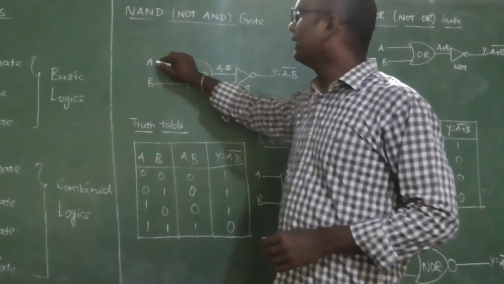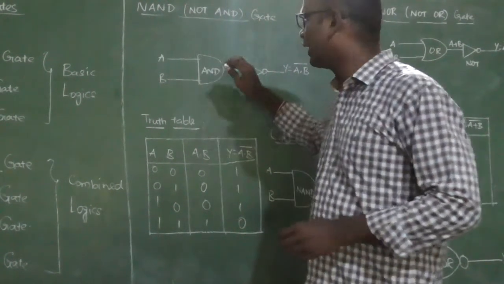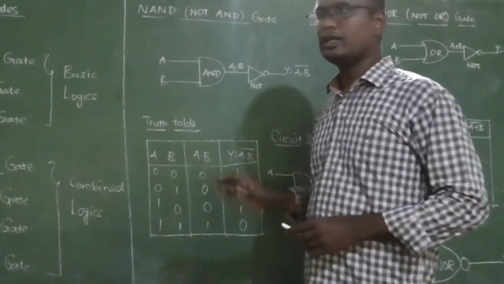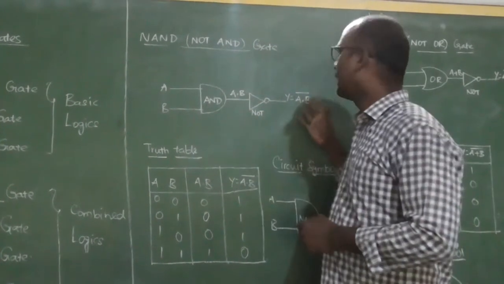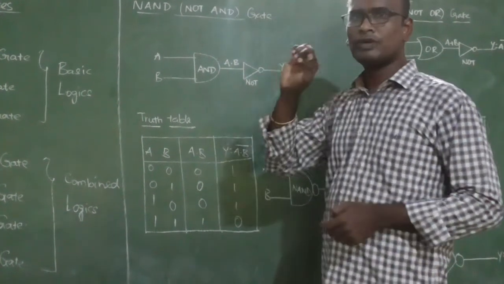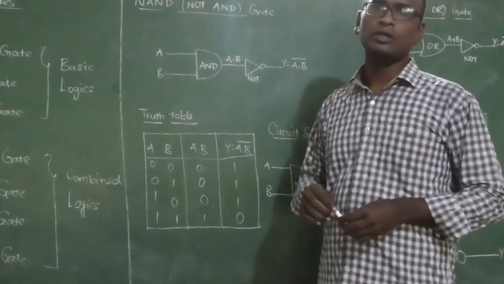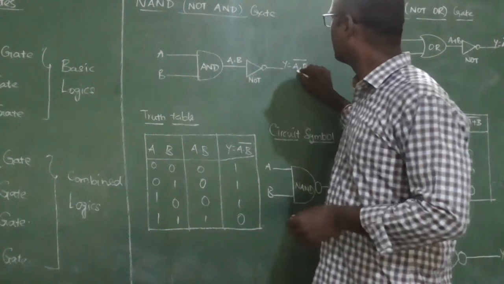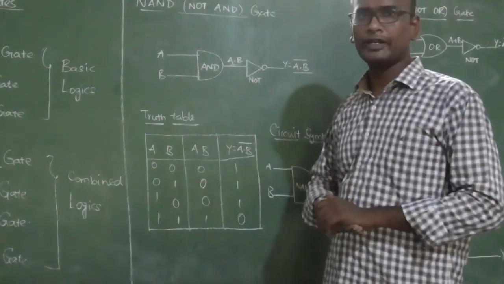First of all, we apply the inputs to an AND gate to produce the AND gate result A dot B. After that, A dot B is given to a NOT gate to produce the NAND gate result. NAND gate means the result of the AND gate is followed by an inversion provided by a NOT gate. So this is the complement of the result of the AND gate.